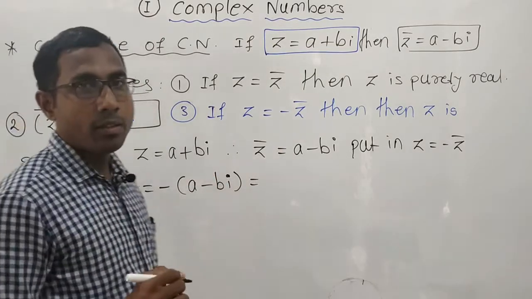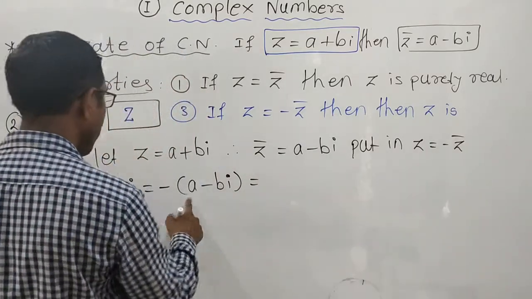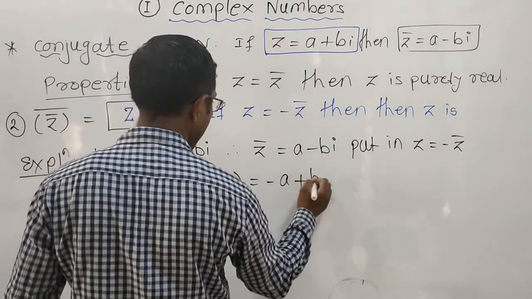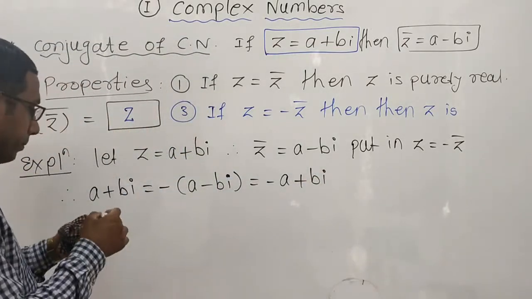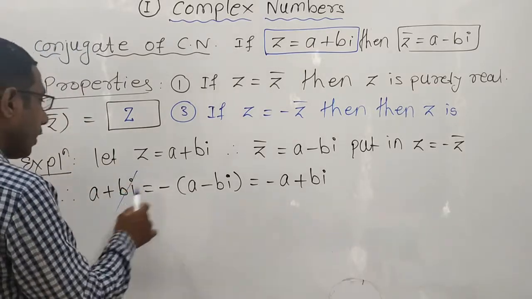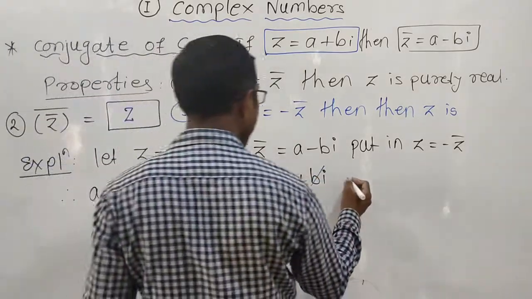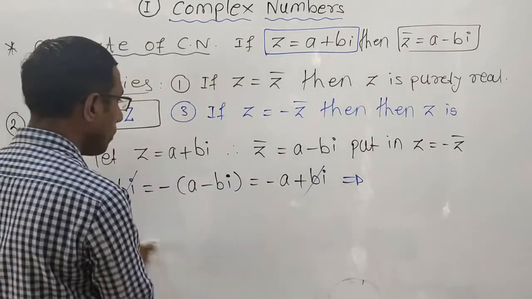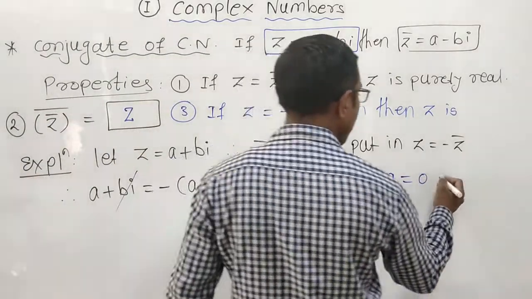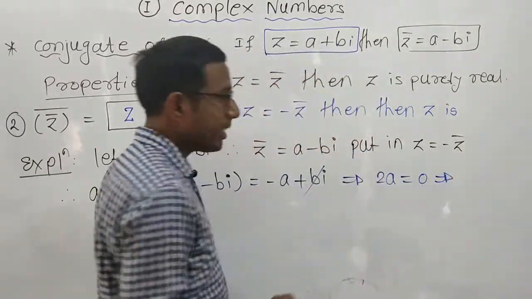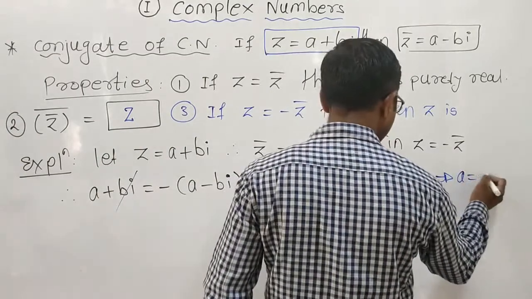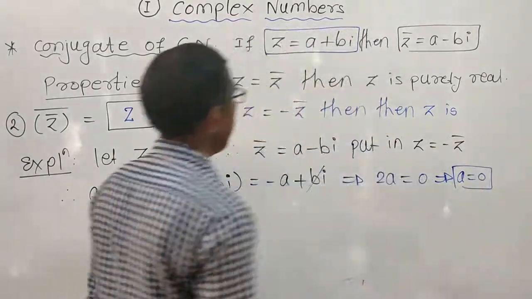Solve the RHS, means just take this multiplication. So it is minus a, minus of minus plus bi. Now cancelling bi, this will give you a shifted to the left side, 2a is equal to 0, which means a is equal to 0.